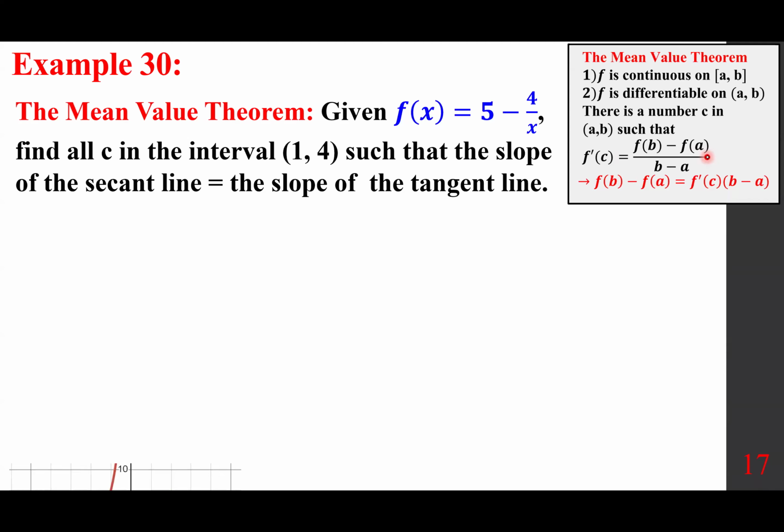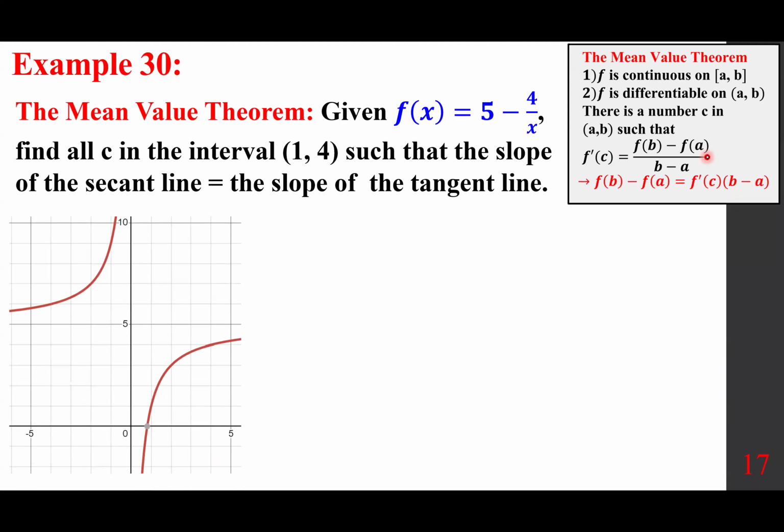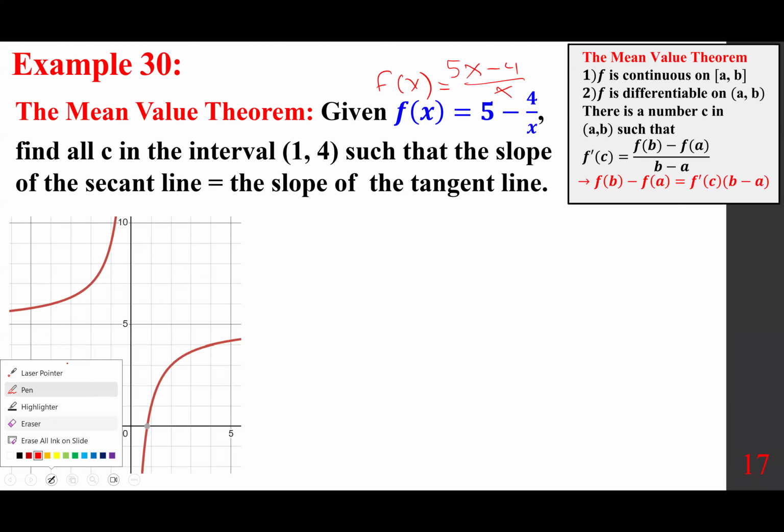So what we are dealing with is the following graph. It's a rational function. And as you know, for a rational function, the domain is all real numbers except what makes the denominator 0. You can write it in this fashion, or you can write it as 5x minus 4 over x. Either way makes no difference, everybody. The fact of the matter is that the domain is all real numbers except what makes the denominator 0, which is 0. So you write the domain is all real numbers except 0.